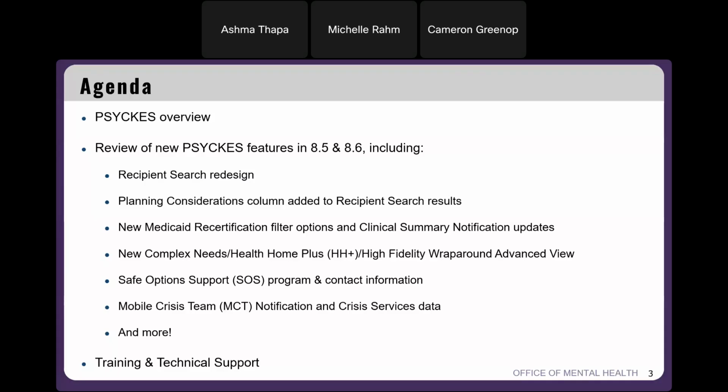We have safe options support, SOS team program and contact information that's been added to the clinical summary. And then we have mobile crisis team data, notification information, and crisis services data within the clinical summary as well, and more. So a lot to go over today. And then we'll be doing a quick poll just to see if there's any other new feature suggestions that you have as our users. And then we'll end with Q&A and training and technical support.